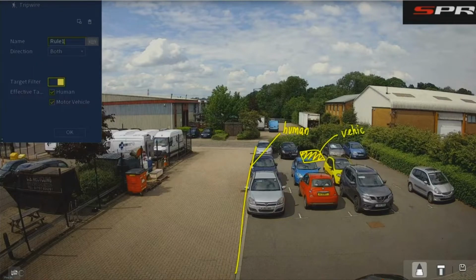So with IVS we can have a combination of tripwires and intrusions looking for different targets, humans or vehicles, within a single scene. This is something that can't be done with smart motion detection. And which of these is being targeted in each area can be defined here on the left hand side, or you can of course have it targeting both humans and vehicles.